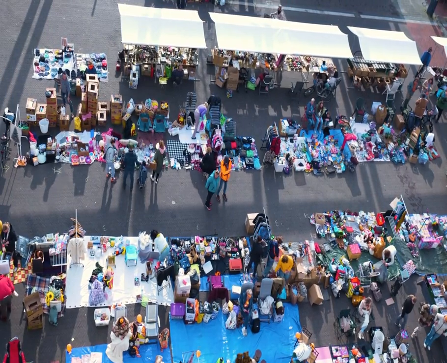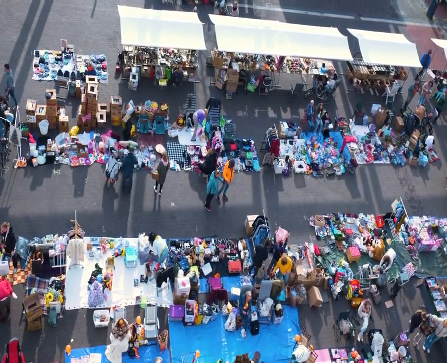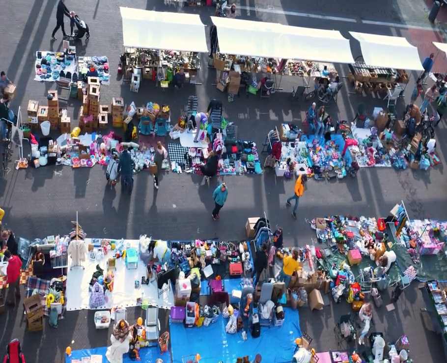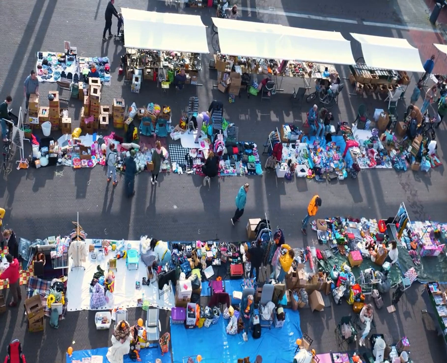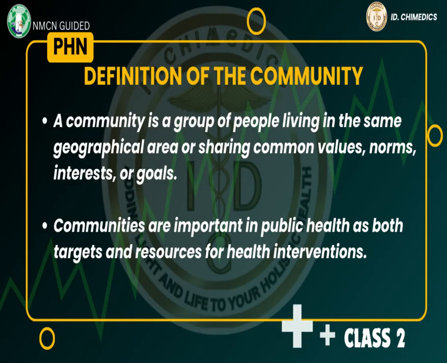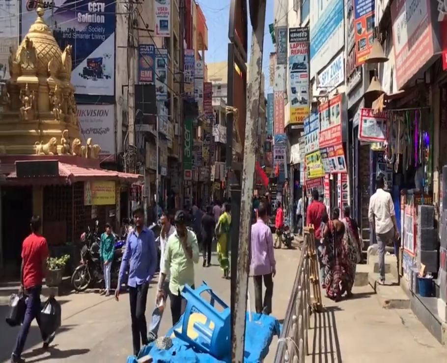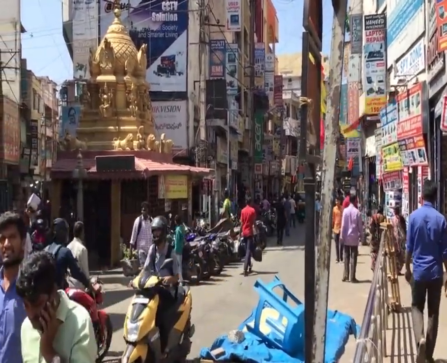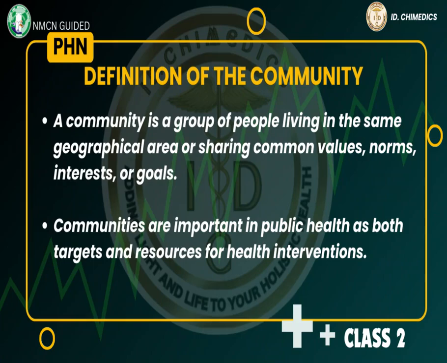One thing you must understand is that a community may be defined by a physical boundary, what you can see, such as a neighborhood or village, or by more abstract elements. It can be a shared identity, shared culture, belief, and even practices.